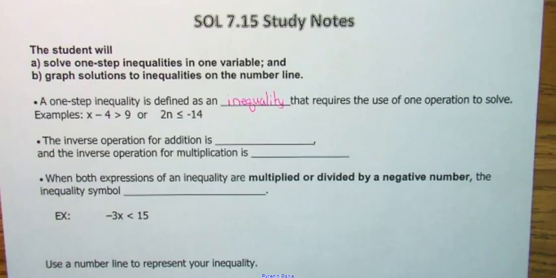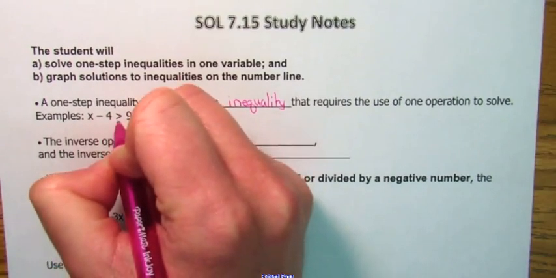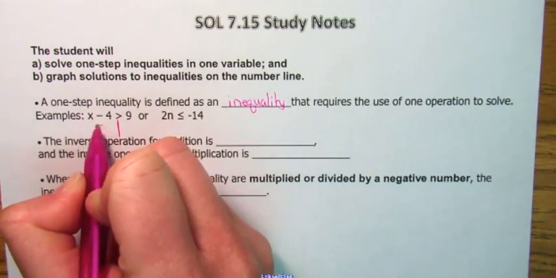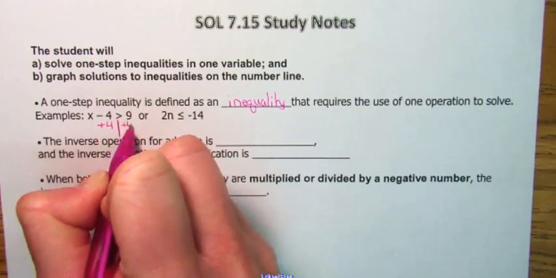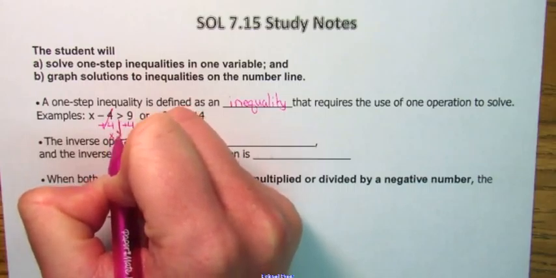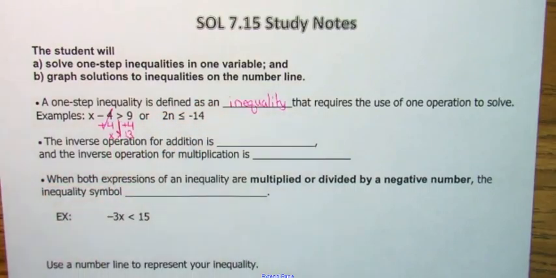For example, x minus 4 is greater than 9. Our job is still to solve for x, to figure out what type of answers x could be. Not what it's equal to, but what are some numbers that it could be. To do that, we're still going to draw our line, and we're going to use an inverse operation. The inverse of subtraction, if you remember, is addition. So I'm going to add 4 to both sides, and I'm left with x is greater than 13.